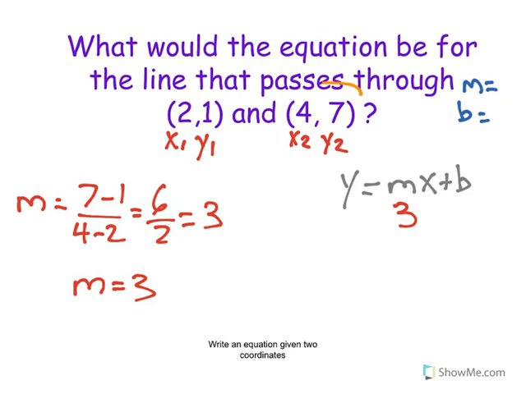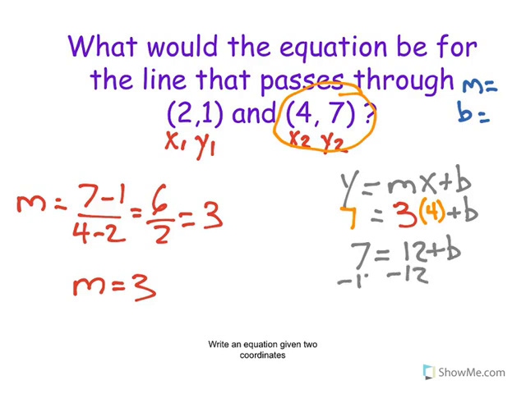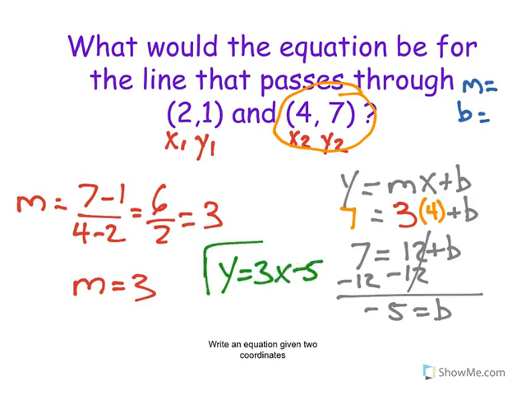I'm going to use the second point. So I'm going to use x is 4 when y is 7. So I get 7 is equal to 12 plus b. So I get b is negative 5. And y equals 3x minus 5.